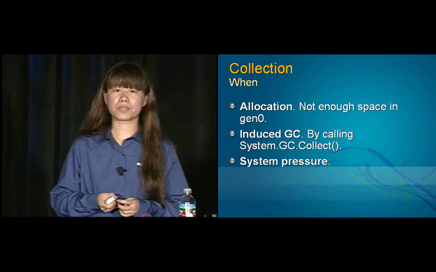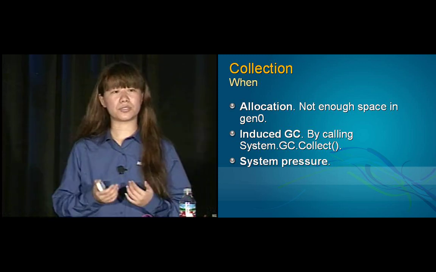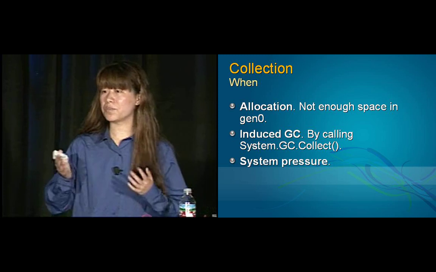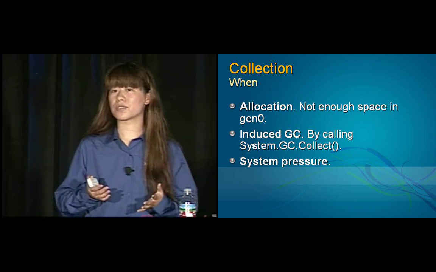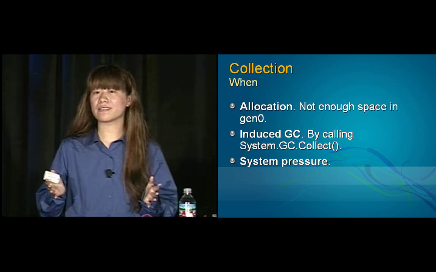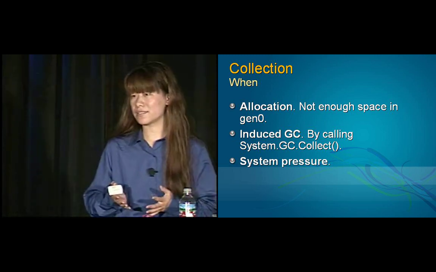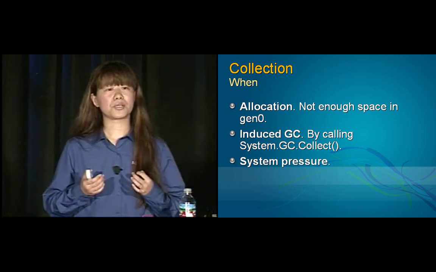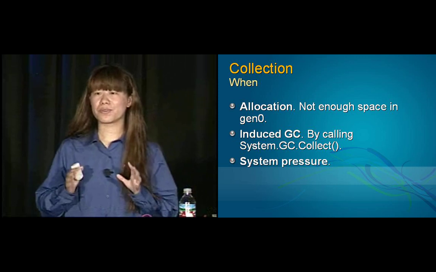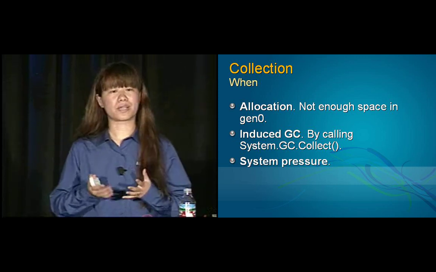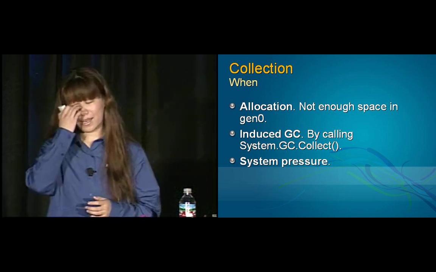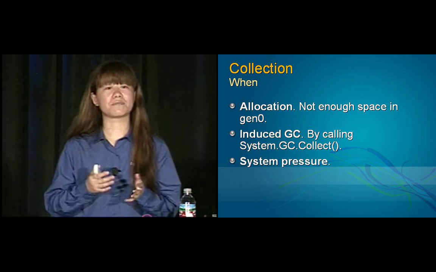The second case where GC would happen is what we call induced GC. Induced GC means somebody is calling GC.Collect. It could be you, or it could be the .NET Framework that you're using. The third case is incidentally the memory pressure on the system. When the memory gets really low and the physical memory load gets really high, we will do GCs more aggressively. Basically, we'll try to trigger more Gen 2 GCs, in the hope of getting back more space for you to allocate.